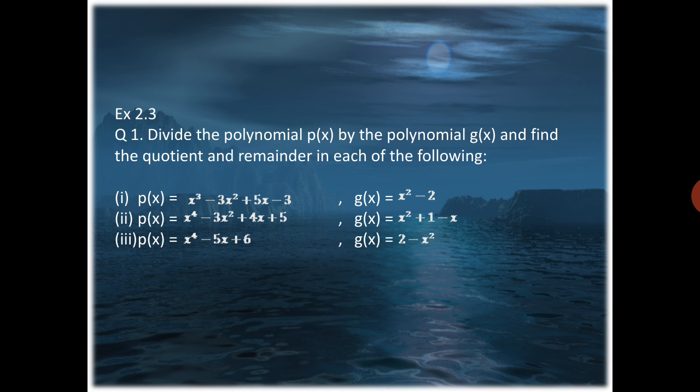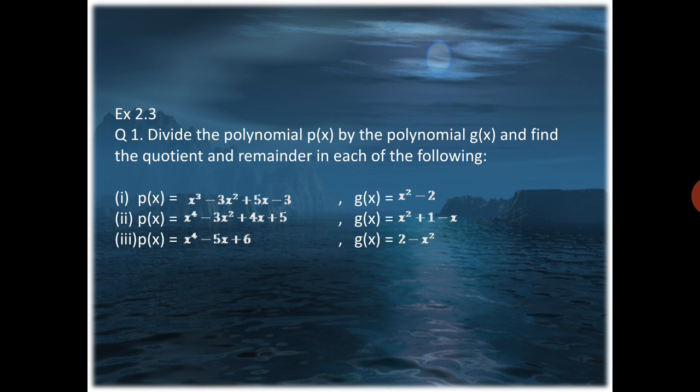Same is true for the third sub question. Whatever terms are missing, introduce them by writing 0x cube or 0x square, wherever necessary. You can change that g of x also in the particular order.